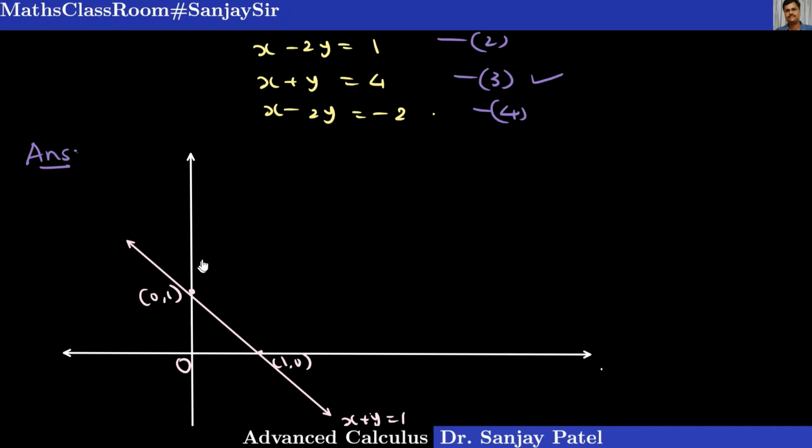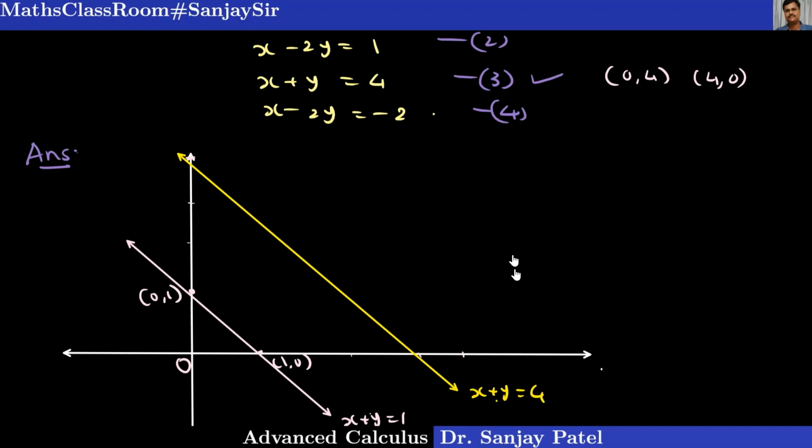Similarly, x plus y is equal to 4 is passing through 0 comma 4 and 4 comma 0. By putting x equal to 0, we'll get y equal to 4, and by putting y equal to 0, we'll get x equal to 4. So suppose this is 2, 3 and 4 here, and 2, 3 and 4 here, then I can draw another line which is parallel to this and passing through the two points. Okay, so it is parallel to this line. This equation is x plus y is equal to 4. So this is my third line. It is passing through 4 comma 0 and 0 comma 4. And remember, this is y-axis and this is x-axis.